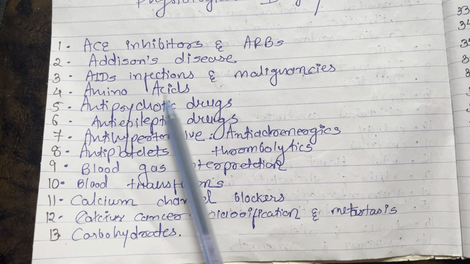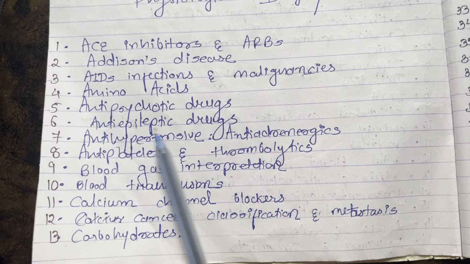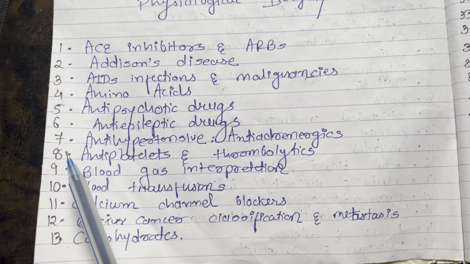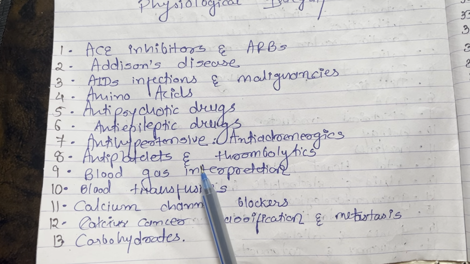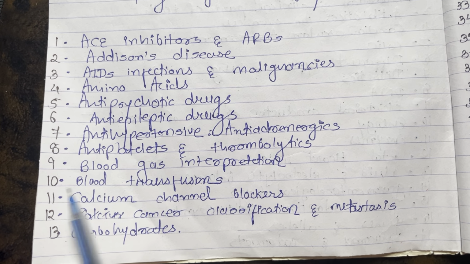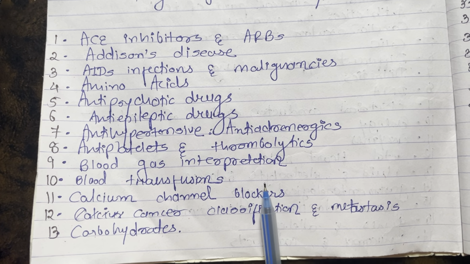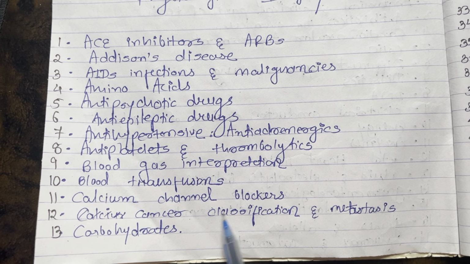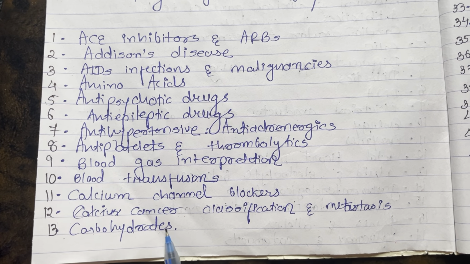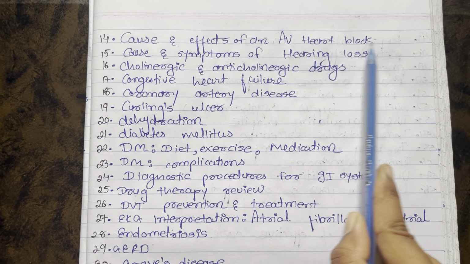4. Amino acids. 5. Antipsychotic drugs. 6. Anti-epileptic drugs. 7. Antihypertensive drugs. 8. Antiplatelet and thrombolytics. 9. Blood gas interpretation. 10. Blood transfusions. 11. Calcium channel blockers. 12. Classification of cancer and metastasis. 13. Carbohydrates. 14. Cause and effect of an AV heart block.